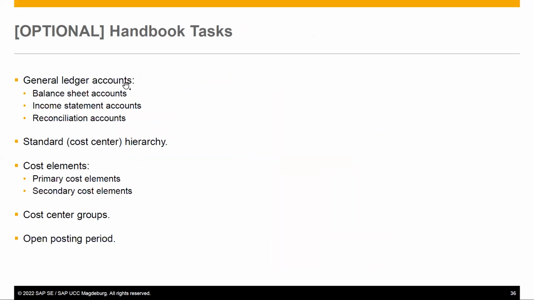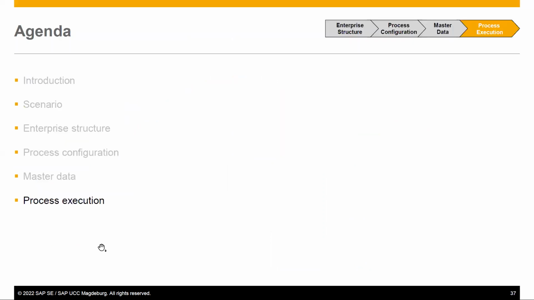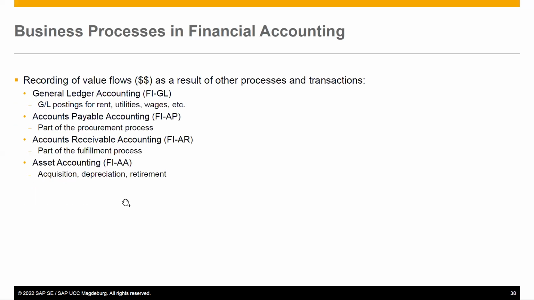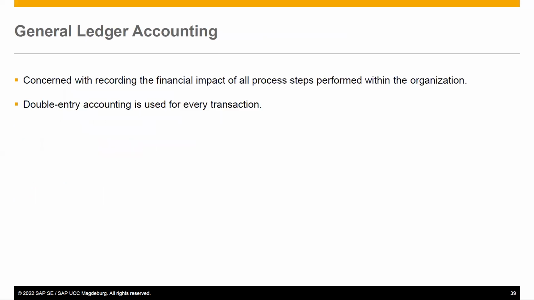So we will do the general ledger account. We'll create the cost centers and the group cost centers, and we'll do the entry for the opening period posting. We will do this, inshallah. And then at the end of the day, we will do the process execution, and we will test the implementation, whatever we have done. We'll do some business transactions, and we'll see if the transaction comes correctly or not.